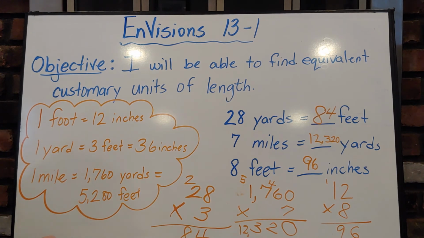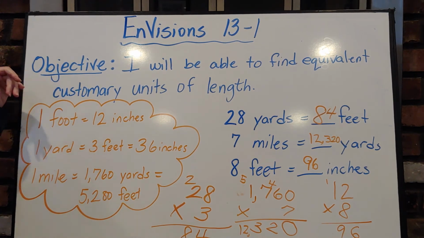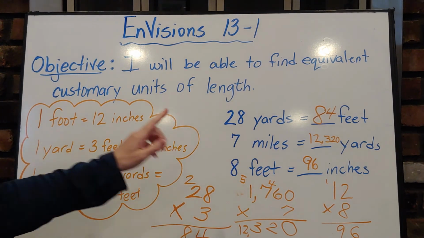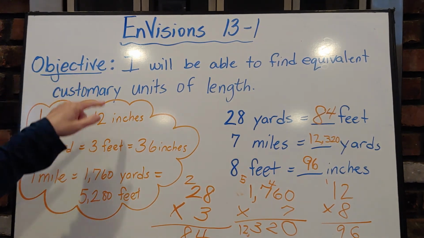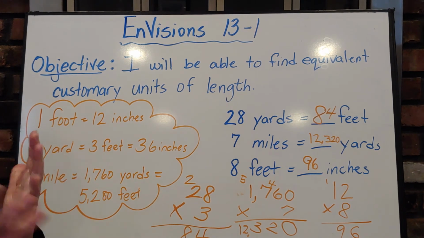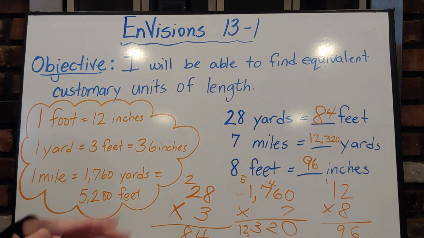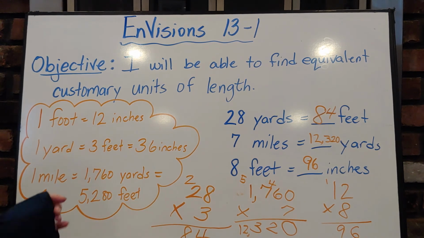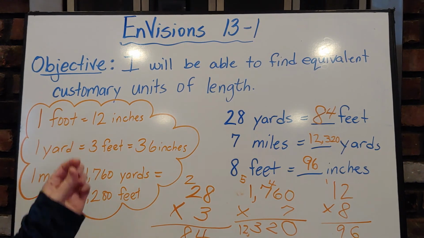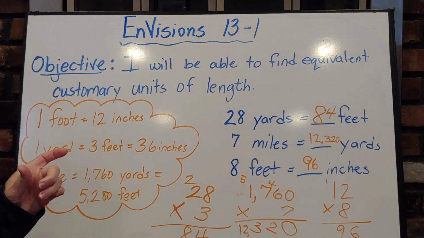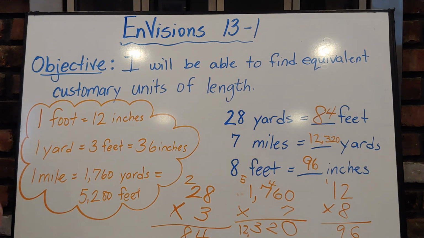Alrighty, so this was our little introduction, a little mini lesson on figuring out equivalent customary units of length. Remember that word customary, a big fancy word for just the regular kind of measurement that we use in our country. Feet, yards, inches, miles. I should actually start with the lowest. The smallest is inch, then we go to feet, then we go to yards, then we go to miles.